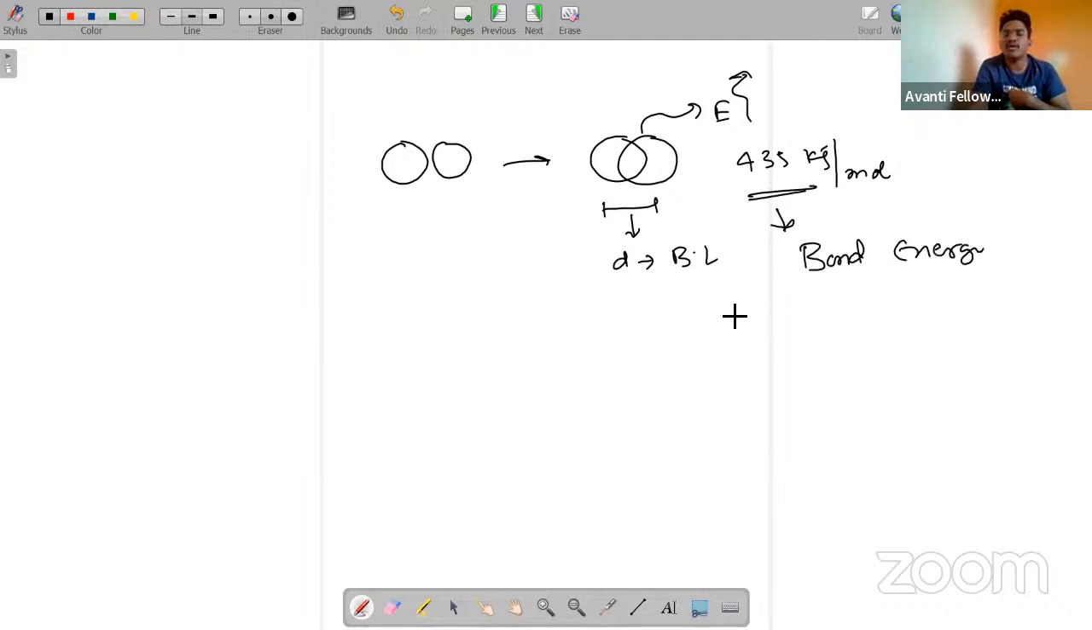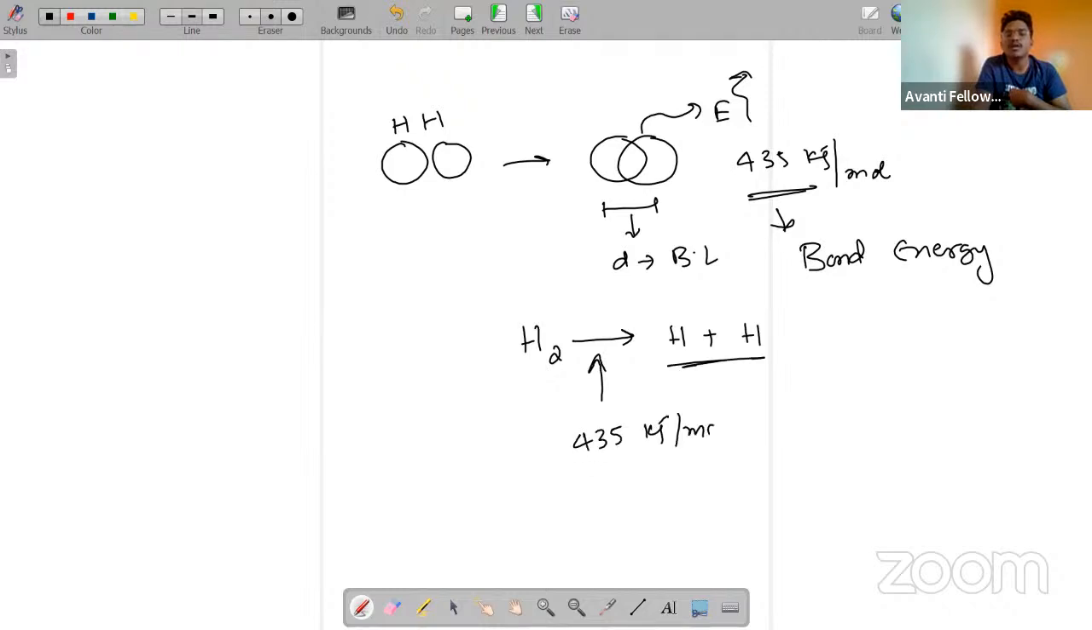To break the bond, suppose these are two hydrogen atoms. To break the hydrogen molecule into individual atoms, how much energy do you need to give? You need to give 435 kilojoule per mole. For one mole, to break one mole of H2 molecule, you need to give 435 kilojoules of energy.